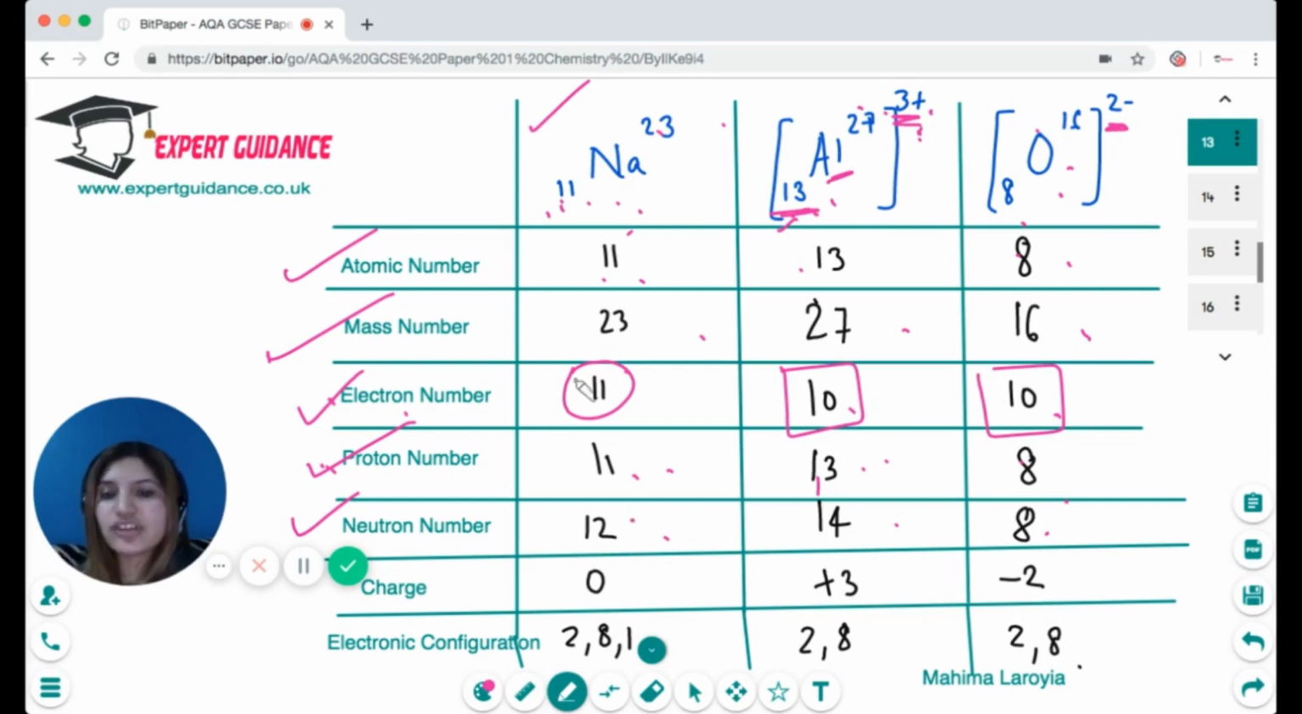Okay, so the charge is the proton number take away the electron number. Here it is an equal number, so it is 0. Here the charge is +3. Here the charge is -2.